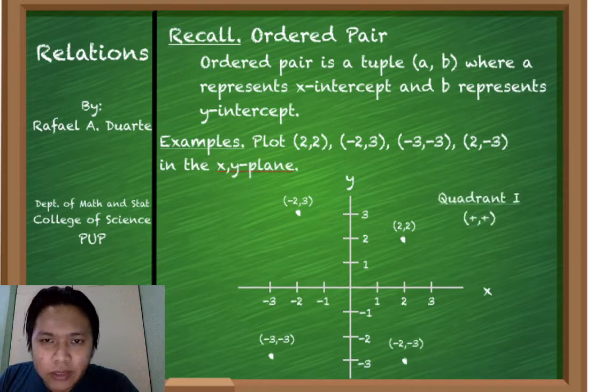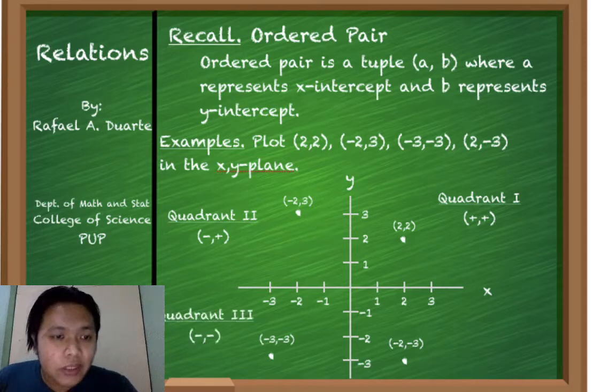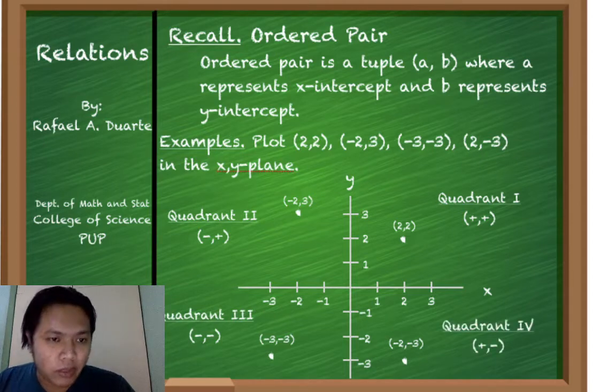If both of your xy coordinates are positive, it's quadrant 1. If it's negative, positive, it would be quadrant 2. If it's negative, negative, that would be quadrant 3. And positive, negative would be quadrant 4.